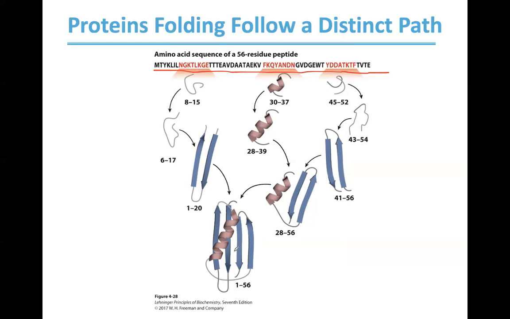So you can see that the path to folding is not just one amino acid at a time, right? The protein usually folds into these secondary structures first, which then come together and find their way to associate with each other. So protein folding in many cases is a local process, right?